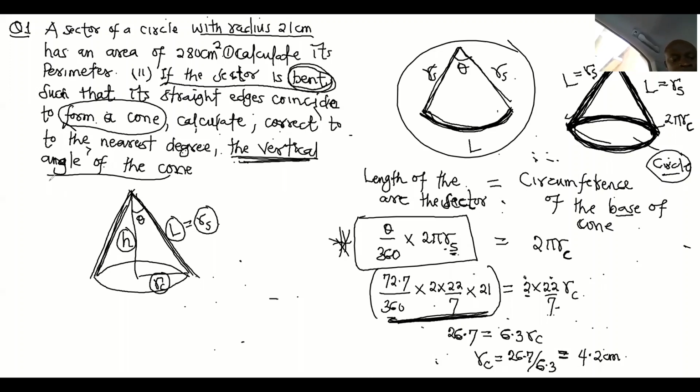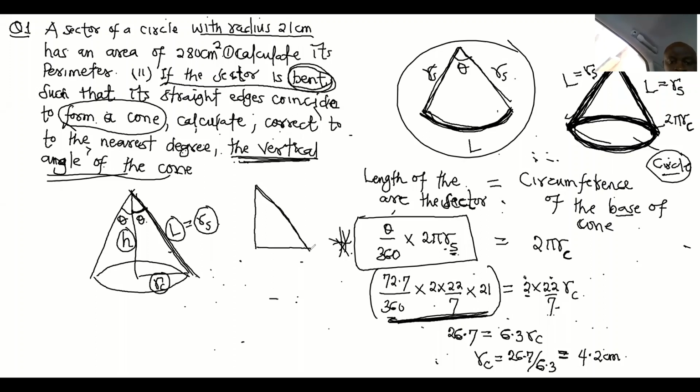Vertical angle. See the angle here. This is theta. There are two vertical angles there. It's only one, but it will be split into two. This is one here, and this is one here, and they are the same thing. So how do we get that angle now? Just look at the triangle you are looking at.